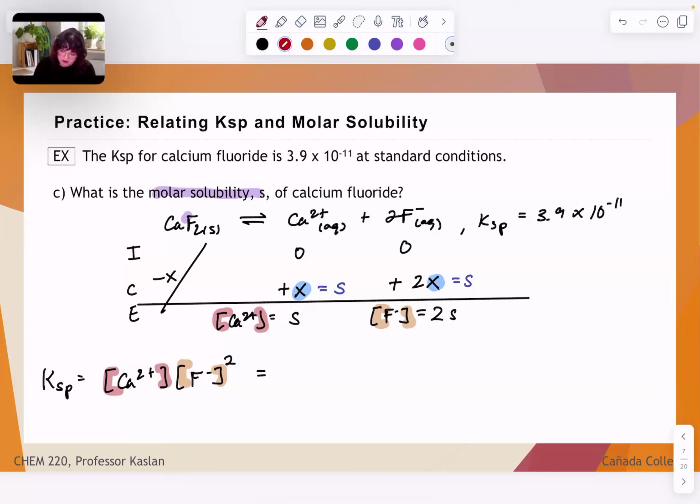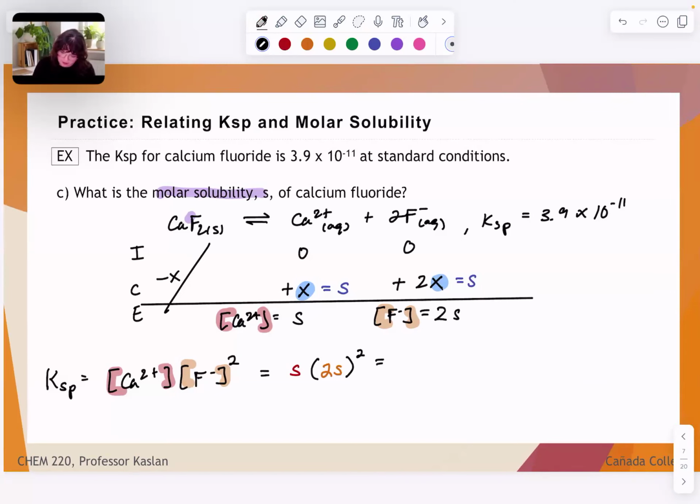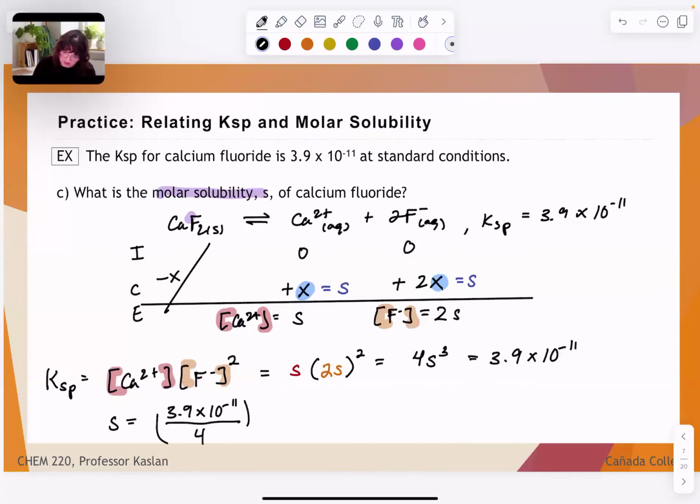So this expression becomes S times (2S) squared, or 4 times S cubed. That is equal to KSP, which is our 3.9 times 10 to the negative 11. So then if I want to solve for S, that is going to be 3.9 times 10 to the negative 11 divided by 4, all of this raised to the 1/3 power, or take the cubed root of.